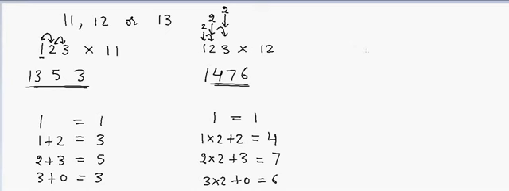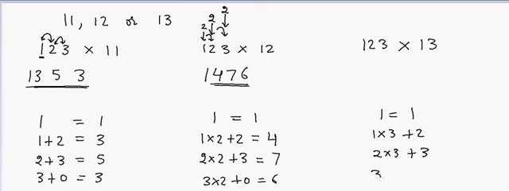So let's go to another example and multiply by 13. If I have 1, 2, 3 and I want to multiply by 13, I'll do it the same way. The first digit will be equal to the first digit. The second will be 1 into 3 plus 2, the third will be 2 into 3 plus 3, and then we have 3 into 3 plus 0.